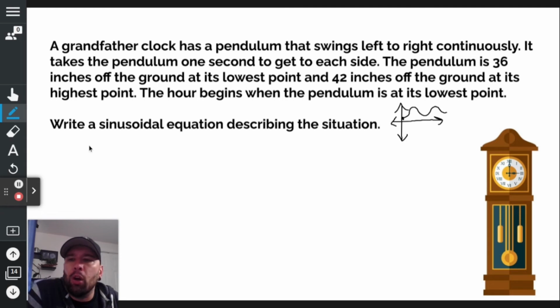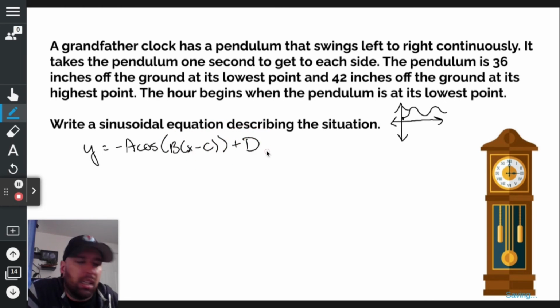I'm going to use negative cosine. So I'm going to compare this to y equals negative a cosine(bx minus c) plus d. All right, that's how I'm going to handle this one. So let's find each part.